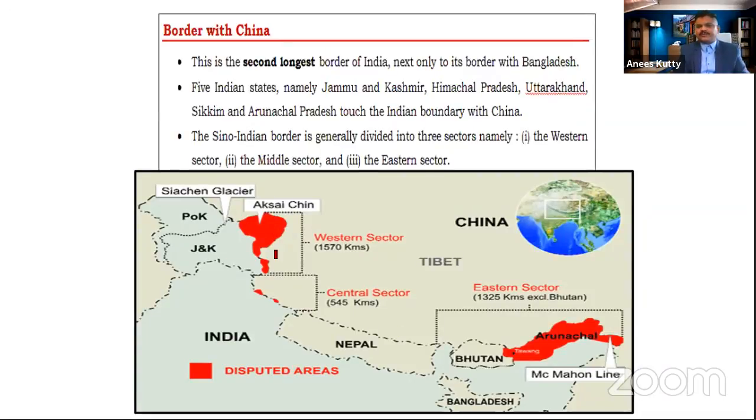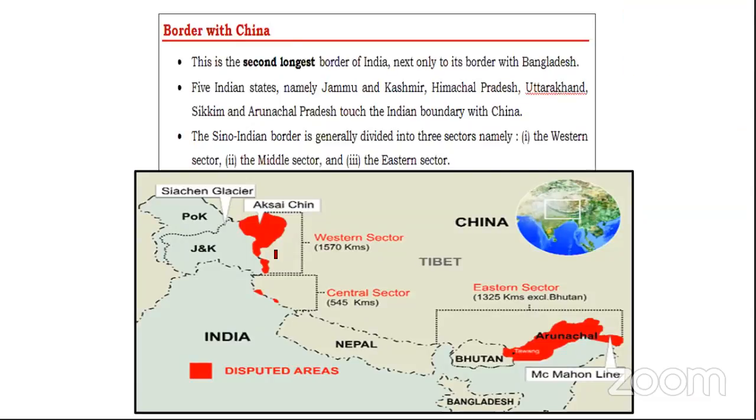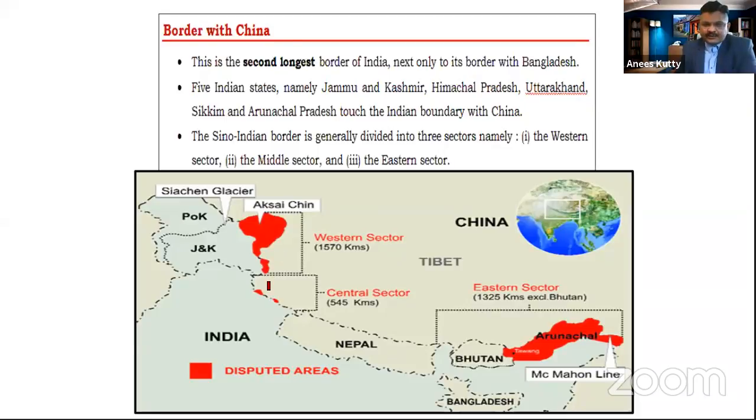Can you tell me what the border of China with India is? Anybody? McMahon Line. Okay, this is your answer. Where is the McMahon Line? This is known as the McMahon Line.